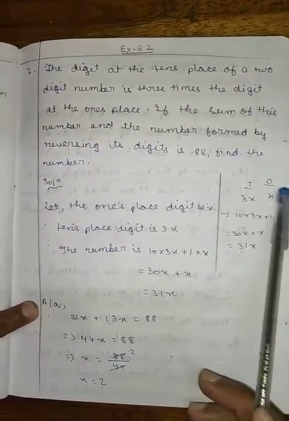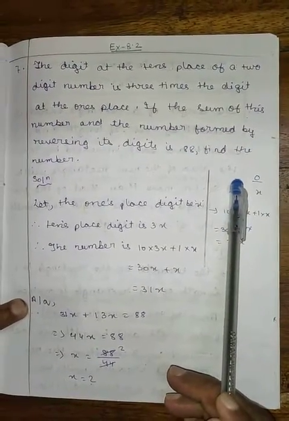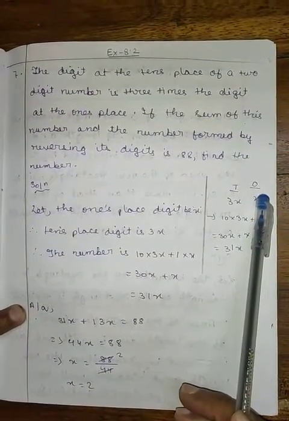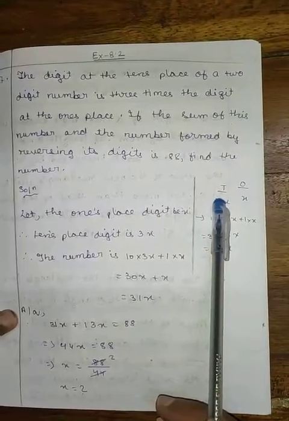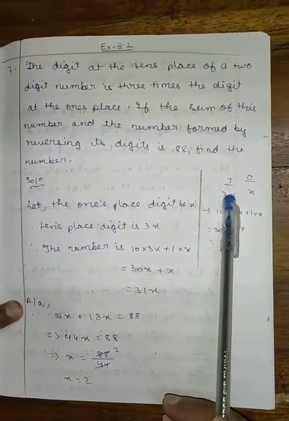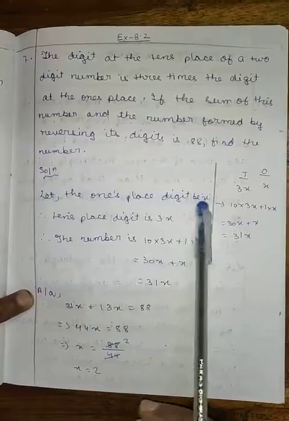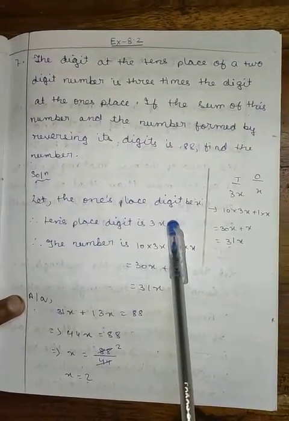For a 2-digit number we need 2 places, ones and tens. Let the ones place digit be x. So the tens place digit, they said 3 times, that means it will be 3x. So let the ones place digit be x, tens place digit is 3x.